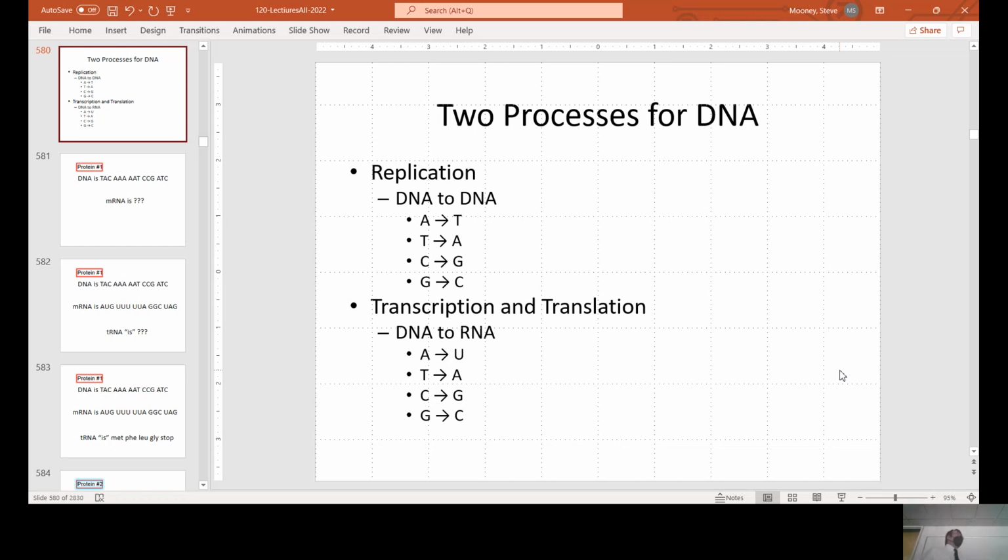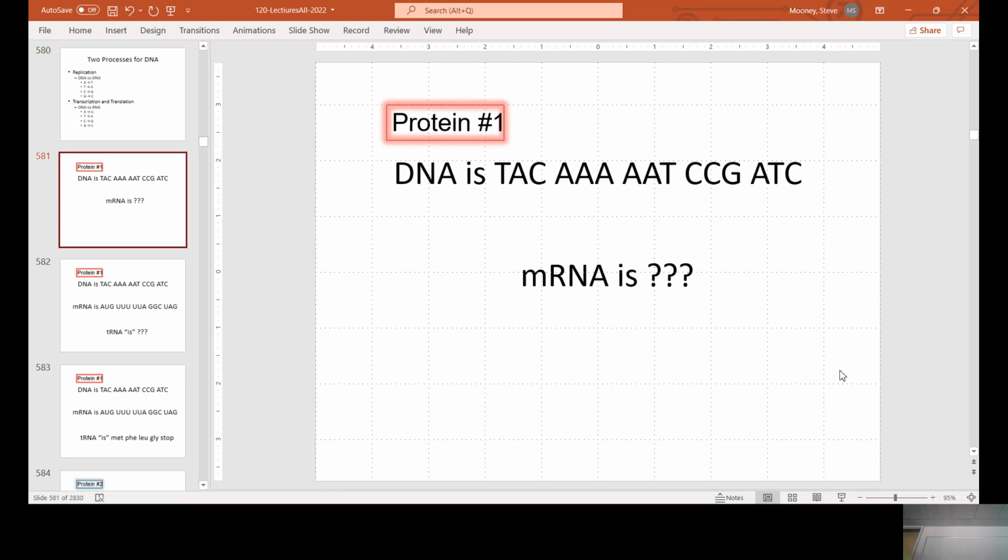So translation, we're going to go from DNA to RNA to protein, or more specifically, DNA to RNA to amino acids. Everybody got that? So we've got 5 codons here from the DNA. The first thing we need to do is transcribe to the messenger RNA. We're making a copy. We're going to take that copy out, feed it into the ribosome, and that's going to make our protein.